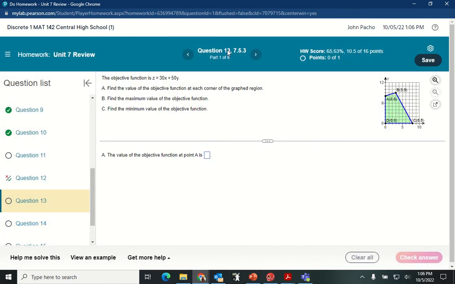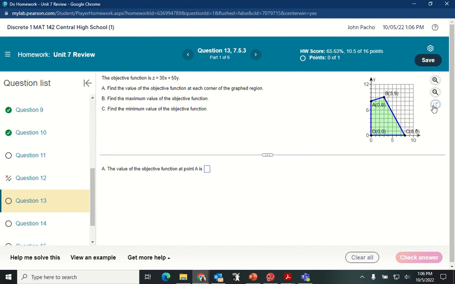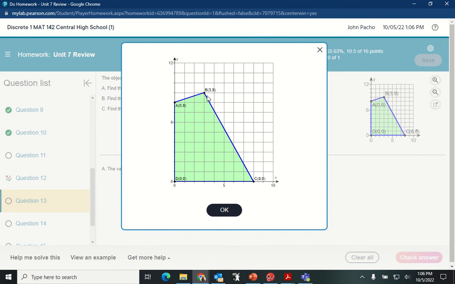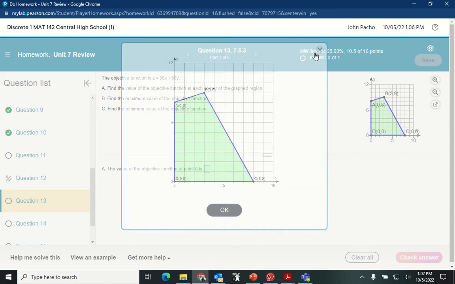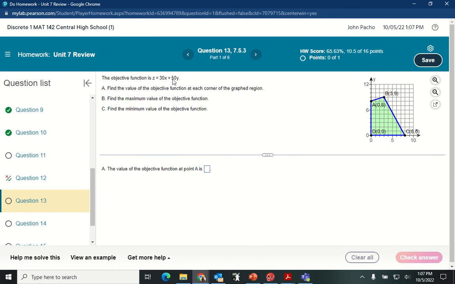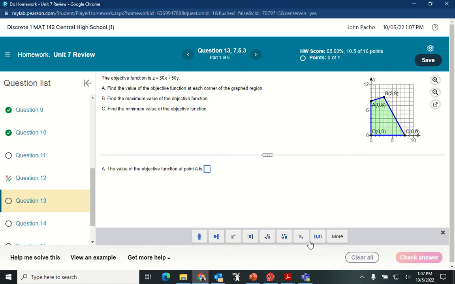This one right here, 7.5. All you have to do if you're looking at this is, let me pop it out. Plug in these points, these x's and y's, for this z equation. And it's asking to find the value of the object at each corner of the graph. Find the value at point A. This one's point A, so that is going to be the coordinate 0, 8.